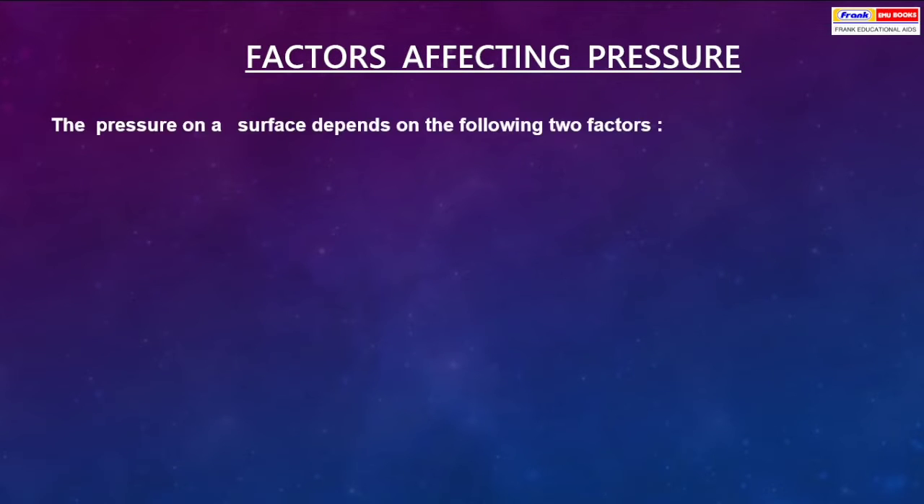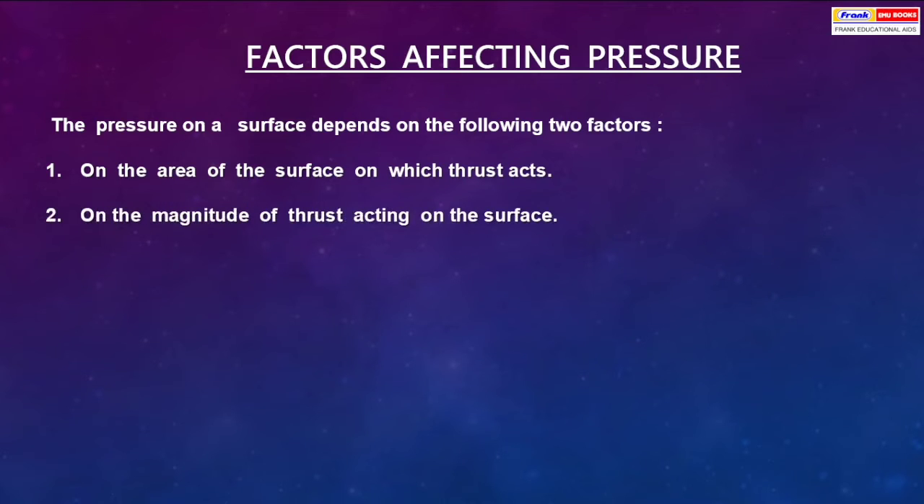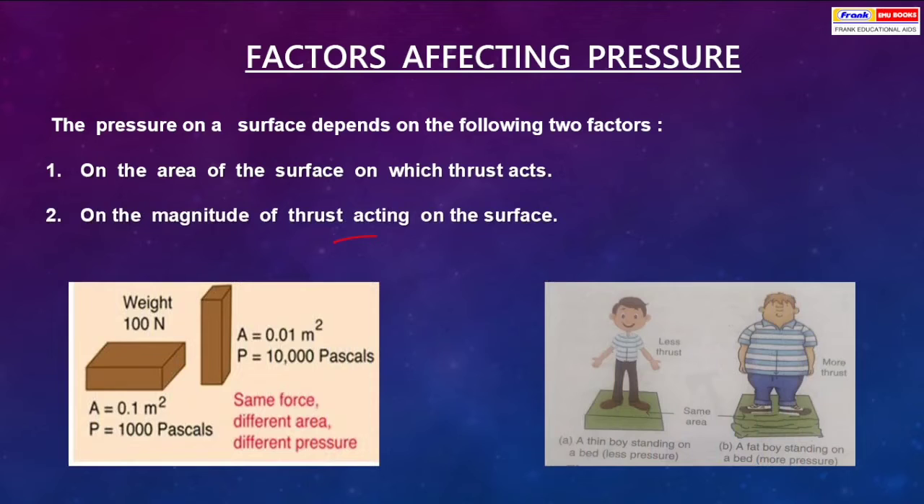Factors affecting pressure. The pressure on a surface depends on the following two factors. First, the area of the surface on which the thrust acts, and second, the magnitude of thrust acting on the surface. For example, this brick has a weight of 100 Newton. Same force, different area, different pressure.